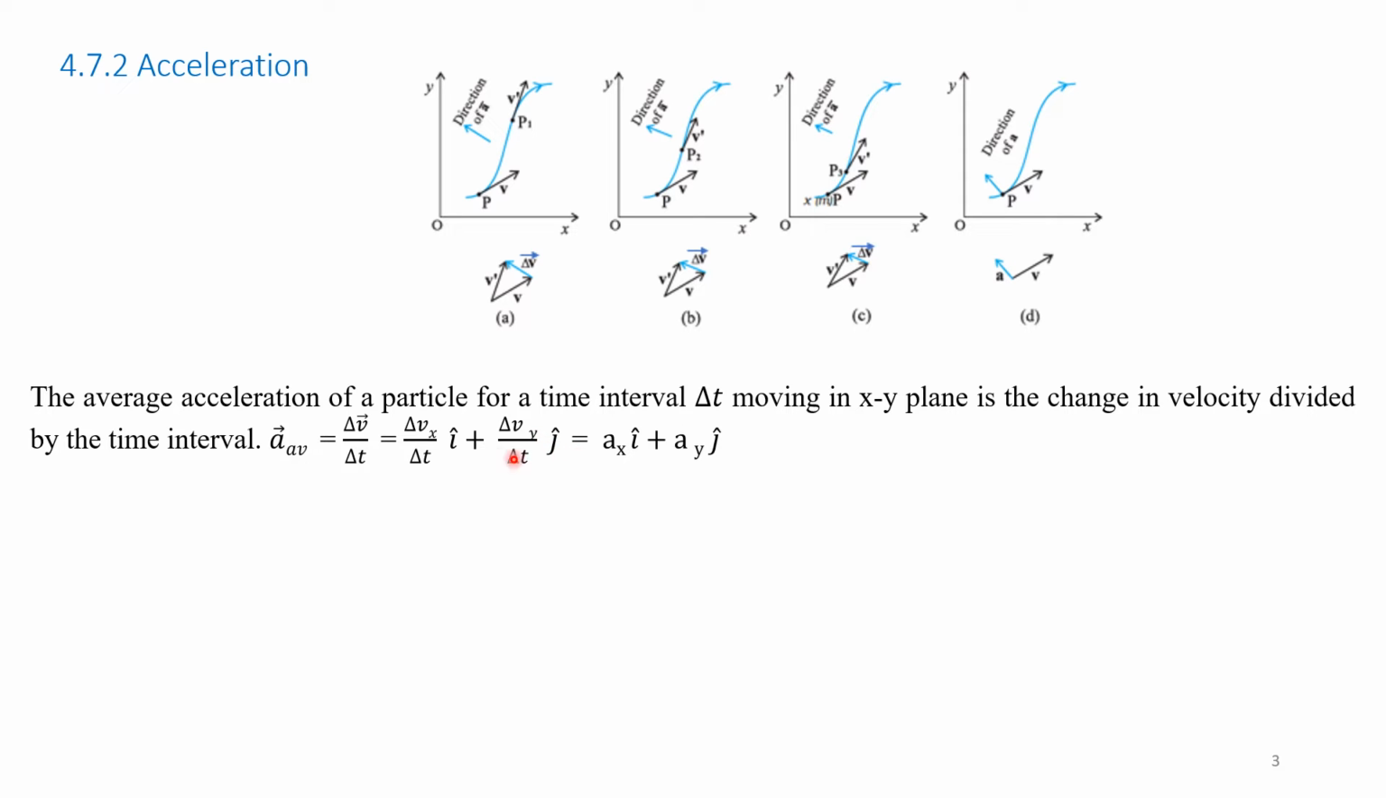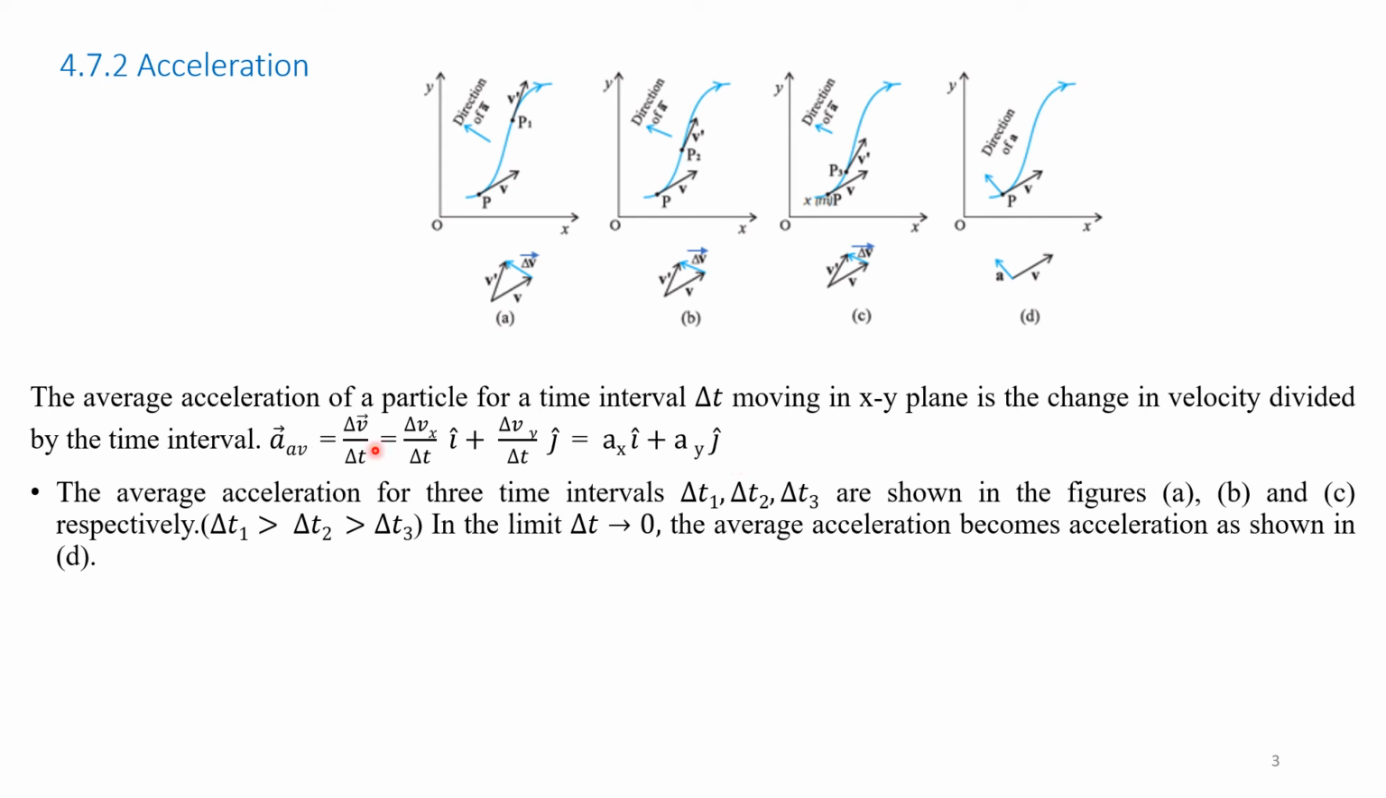The ratio of change in velocity to time is the acceleration. Therefore, the average acceleration can be written as ax into i plus ay into j, where ax is the acceleration in the x direction and ay is the acceleration in the y direction. The average acceleration for three time intervals delta t1, delta t2 and delta t3 are shown in figures A, B and C respectively.